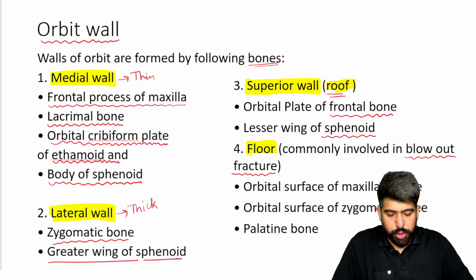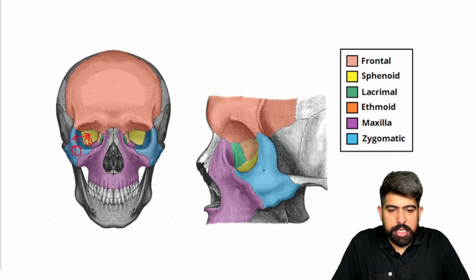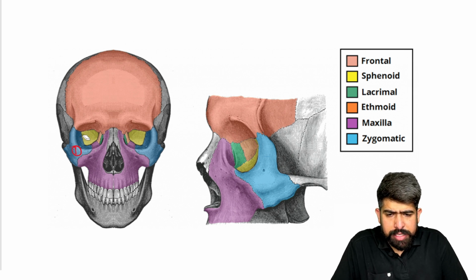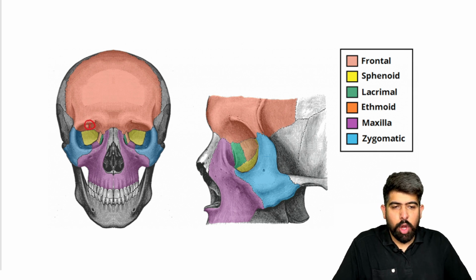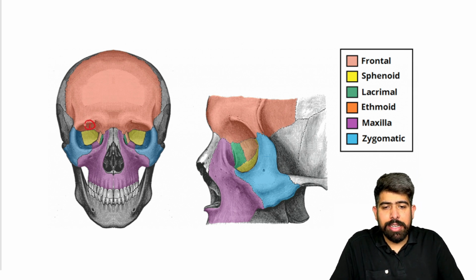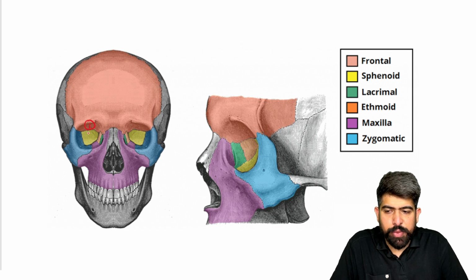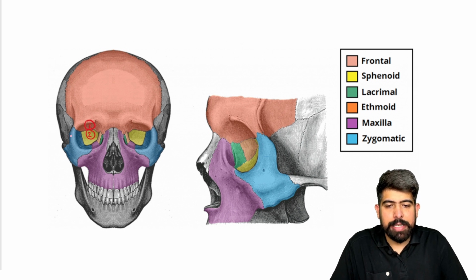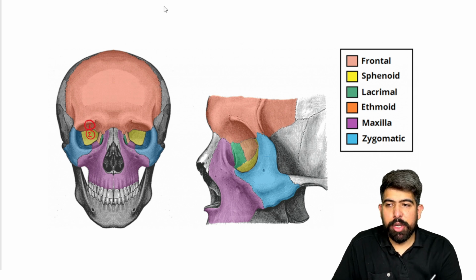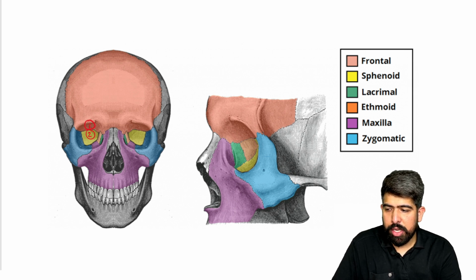Okay, let me show you in this diagram also, so it will be quite easy to understand. You can see here, this is the roof, right? In the roof, this will be the first bone, which is the orbital process of your frontal bone, and the second one is the lesser wing of sphenoid, behind. So these are the two bones which make up the roof. Okay, so this is all about the roof.